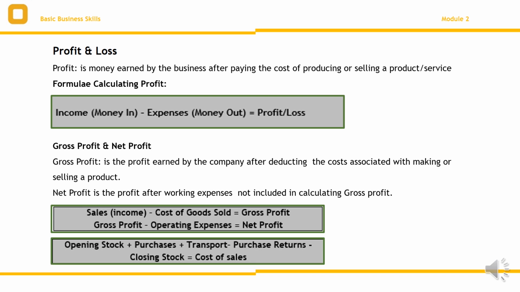You then need to subtract any purchase returns. What are purchase returns? You may return stock back to your suppliers because it's spoiled or because it is not in an acceptable condition. So you minus those purchase returns. And you need to also minus the closing stock. So any stock that was left over at the end of the month, we subtract. Once you've calculated all of that, then that becomes what we call your cost of sales. So as a business, you need to be able to calculate your gross profit as well as your net profit.